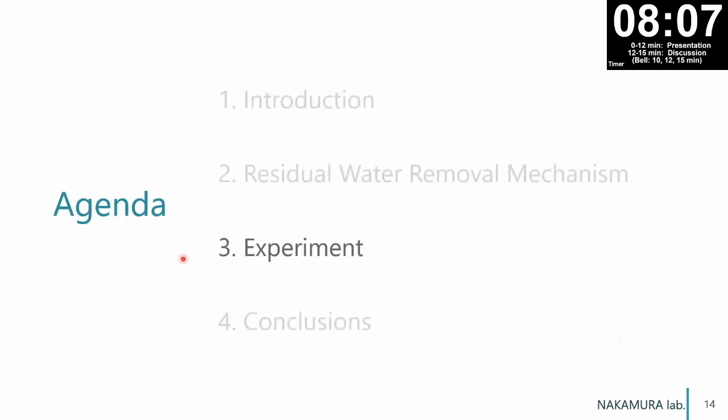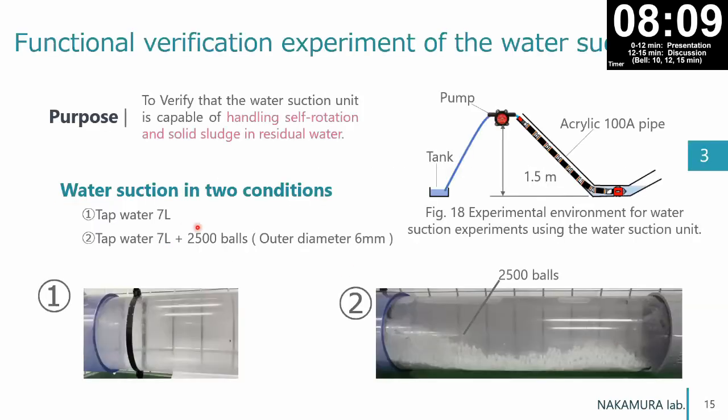Third, I'd like to present experiments. We conducted a functional verification experiment of the water suction unit. Its purpose is to verify that the water suction unit is capable of handling self-rotation and solid sludge in residual water. Figure 18 shows this experimental environment.